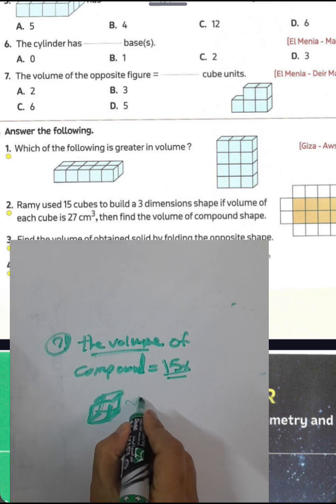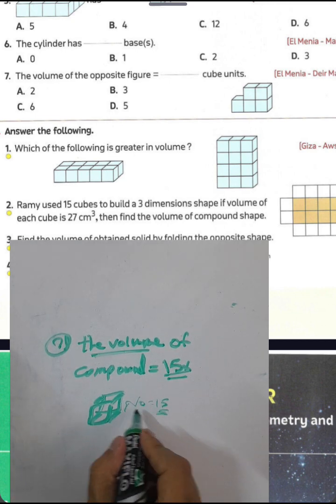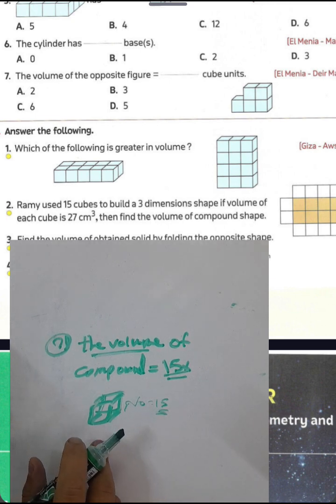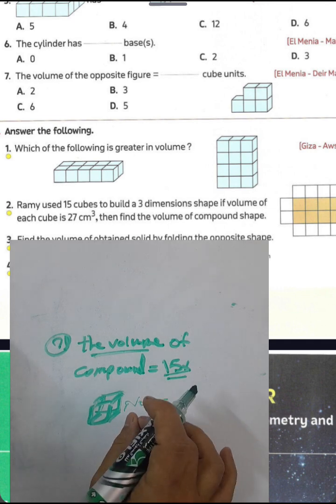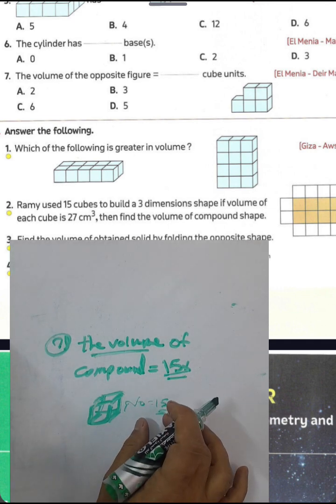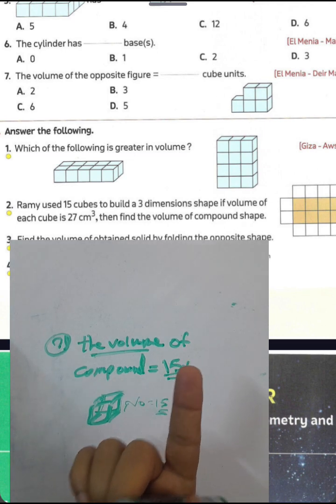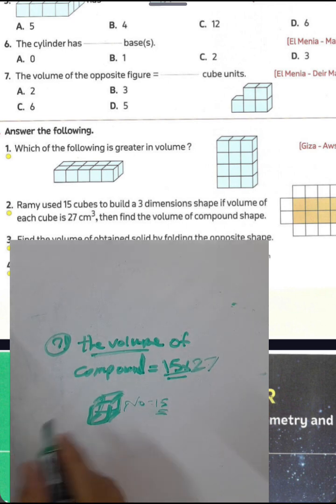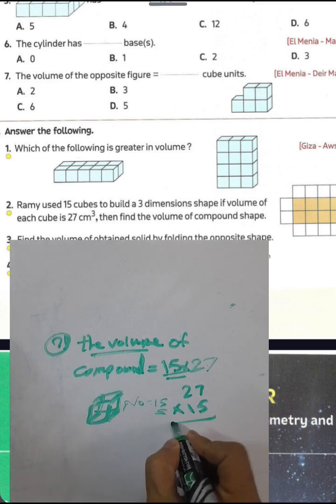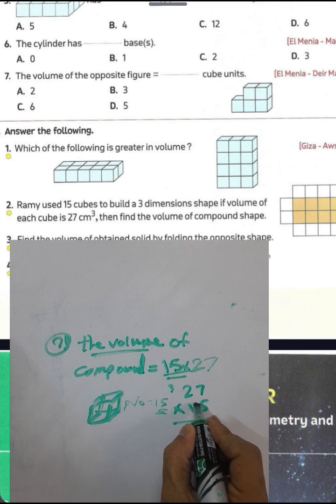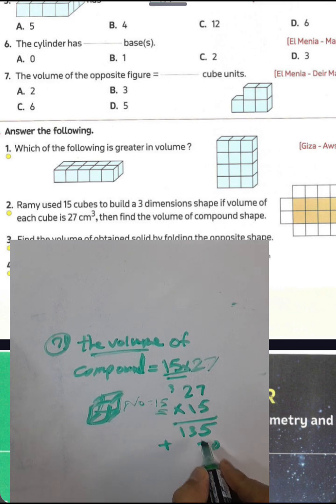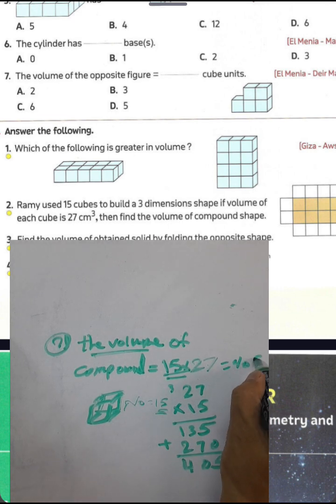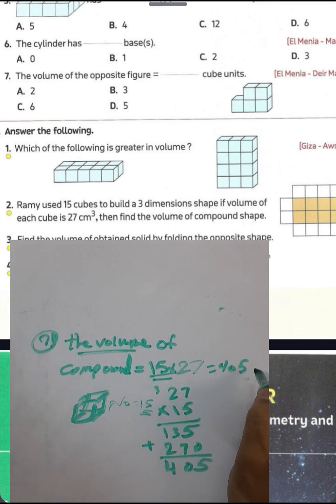The compound contains 15 cubes, and the volume of each one equals 27. You can multiply 15 and 27 to find the volume. Write 27 times 15. 5 times 7 equals 35, write 5 and carry 3. 5 times 2 equals 10 plus 3 equals 13. Then 1 times 7 equals 7, 1 times 2 equals 2. 3 plus 7 equals 10, write 0 and carry 1. 2 plus 2 equals 4. The result will be 405 cubic centimeters. This is the result.